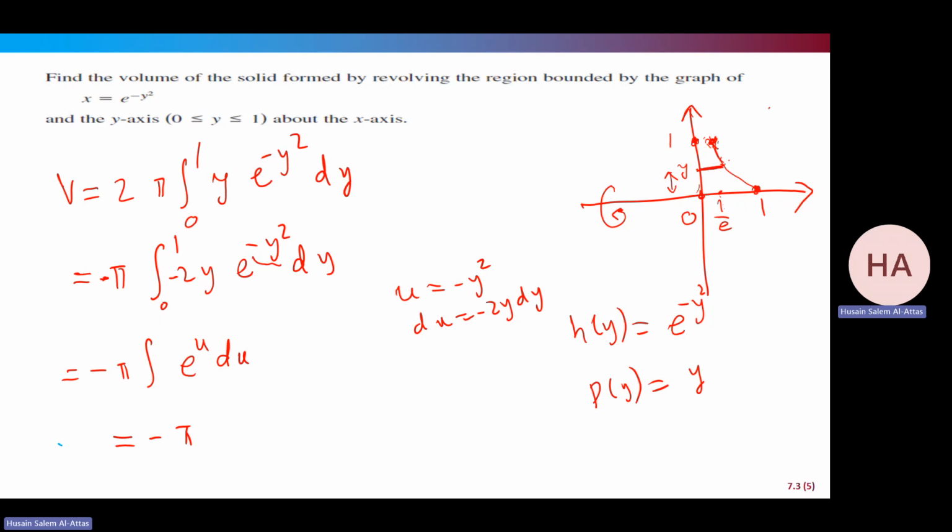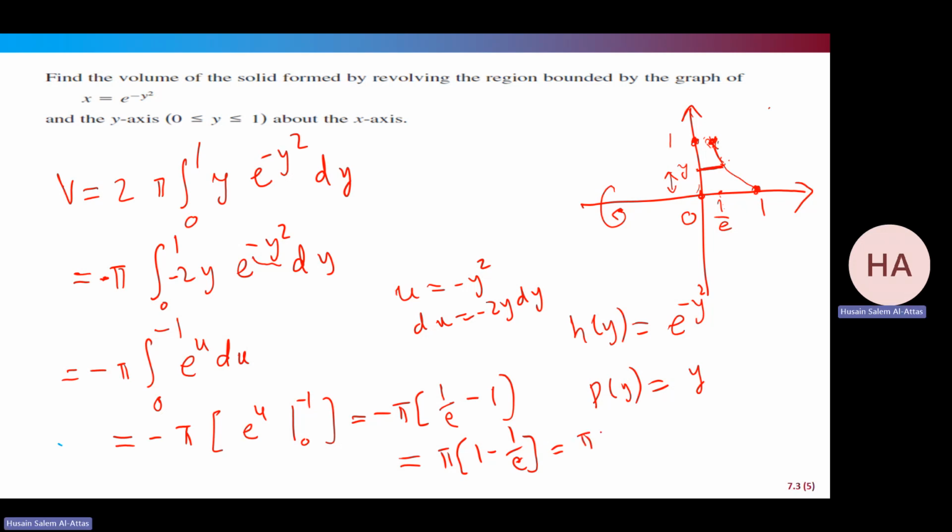If y equals 0, u will be 0 still, but for y equals 1, it will be minus 1. So it's minus pi times e to the power u from 0 to minus 1. That will be minus pi times (1 over e minus e to the power 0, which is 1). So actually it's pi times (1 minus 1 over e). In other words, it's pi (e minus 1) over e. Yeah, that's the answer.